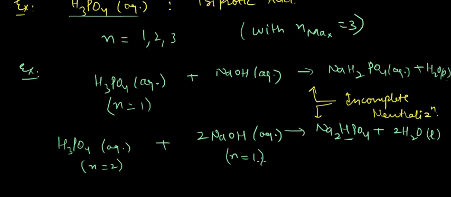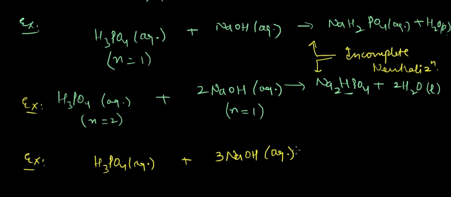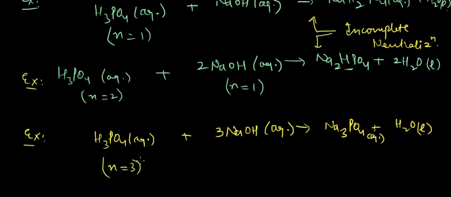Okay, now the example of complete neutralization can be when all the 3 H+ from H3PO4 were utilized with 3 moles of NaOH aqueous to form Na3PO4 plus H2O liquid. This is aqueous. So n factor here for H3PO4 would be n equals 3, and the n factor for NaOH here would be 1. This is an example of complete neutralization.